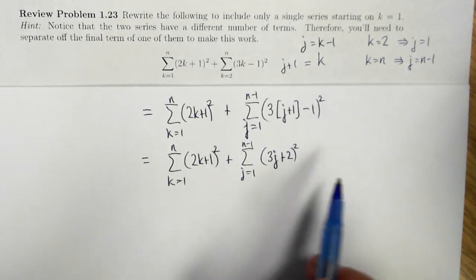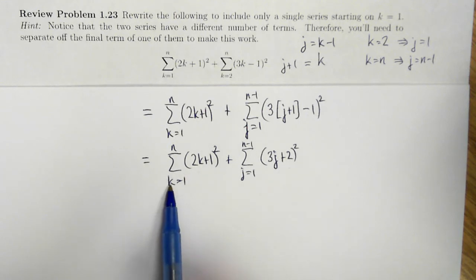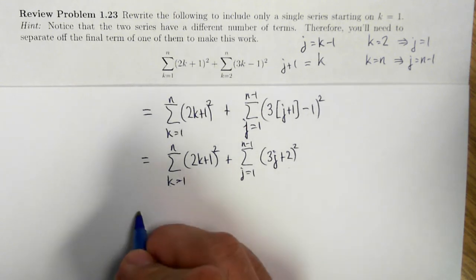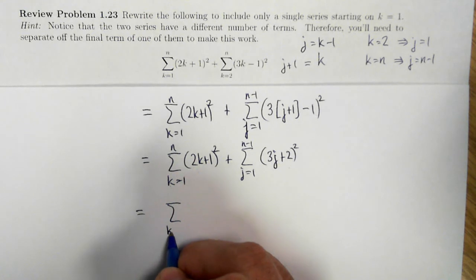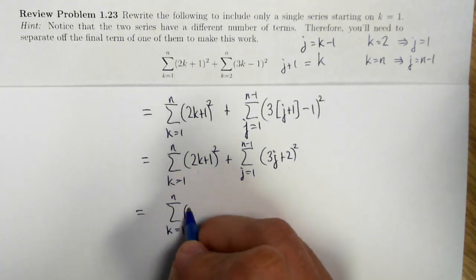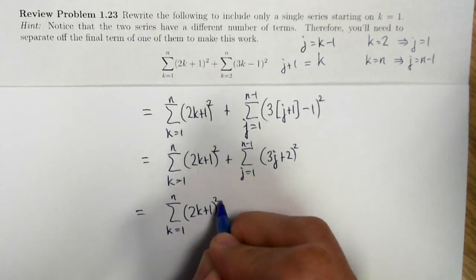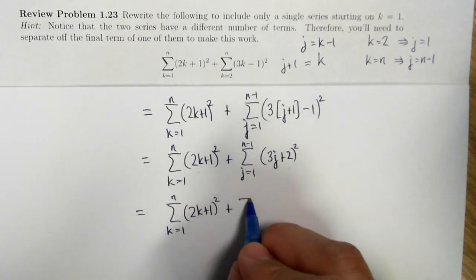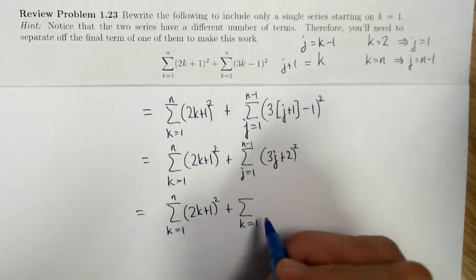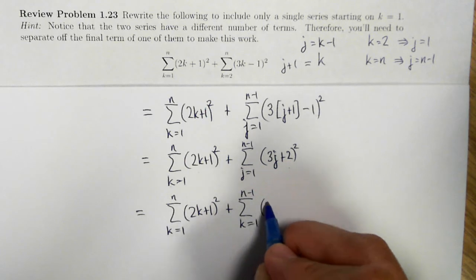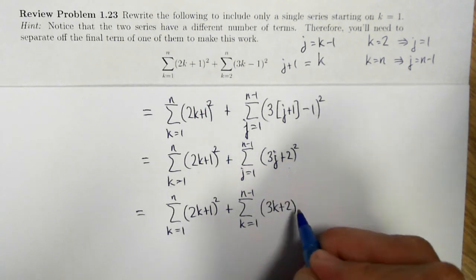Okay, we got a couple of issues before we combine these. First off, that's got a k in it, that's got a j in it, so we've got to fix that. So let's get everything to be the same letter. k equals 1 to n, 2k plus 1 squared. Then over here, let's change the j back to k. k equals 1 to n minus 1, 3k plus 2 quantity squared.